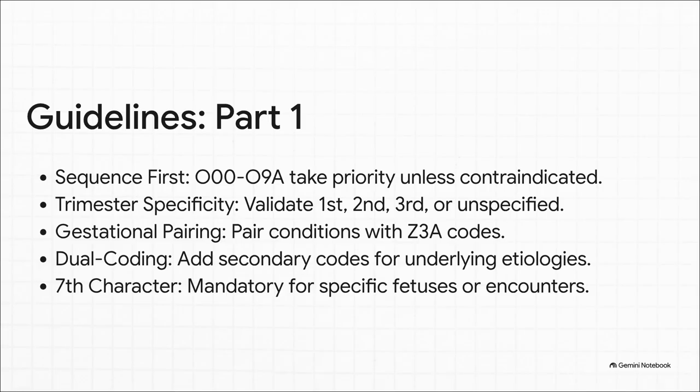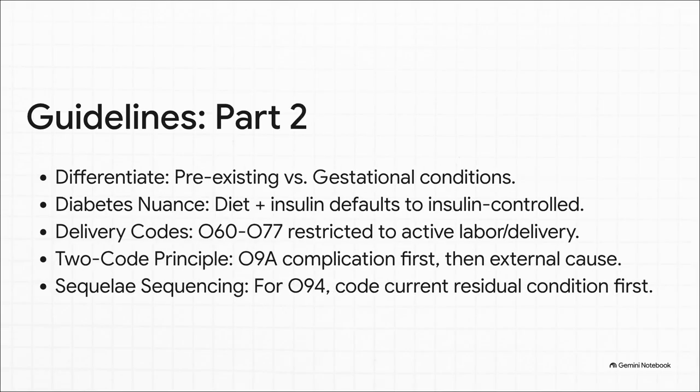And number 5, 7th character extensions. These are mandatory for identifying specific fetuses or encounter types. These 5 rules are your absolute coding bedrock. So the crucial point is really contrasting those general rules with the nuances and exceptions. Number 6, clearly differentiate between pre-existing and gestational conditions. Number 7, the diabetes nuance. Remember, diet plus insulin defaults to insulin-controlled.